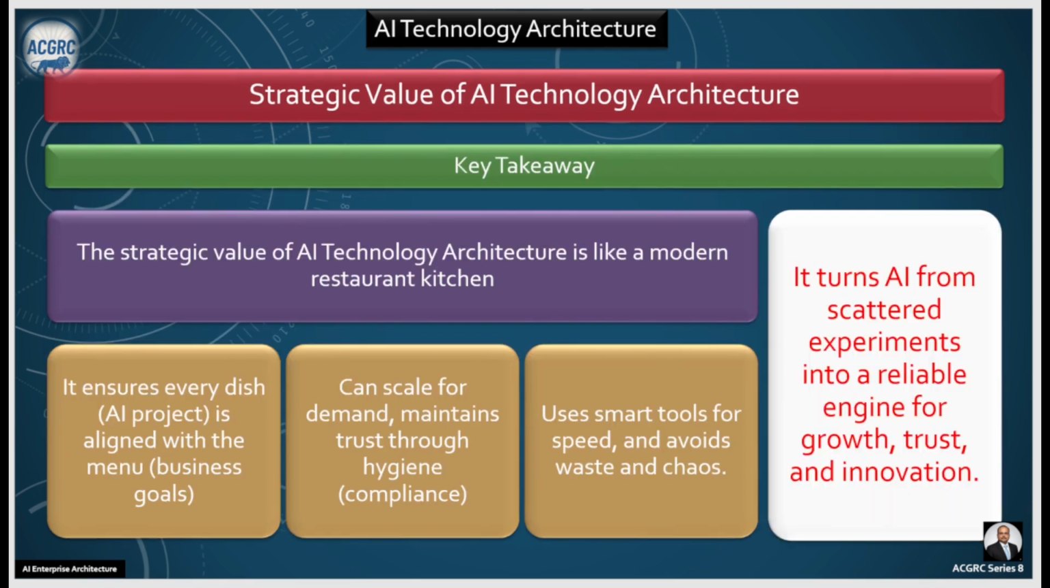Key takeaway: the strategic value of AI technology architecture is like a modern restaurant kitchen. It ensures every dish is aligned with the menu and can scale for demand, while maintaining trust through hygiene. They use smart tools for speed and avoid waste and chaos. It turns AI from a scattered experiment into a reliable engine for growth, trust, and innovation.